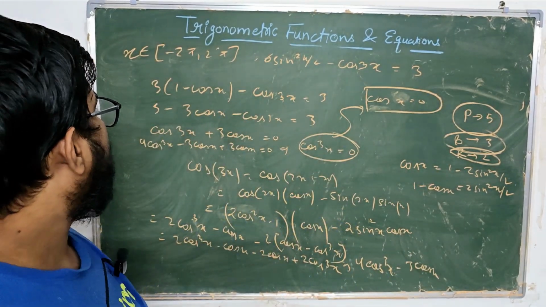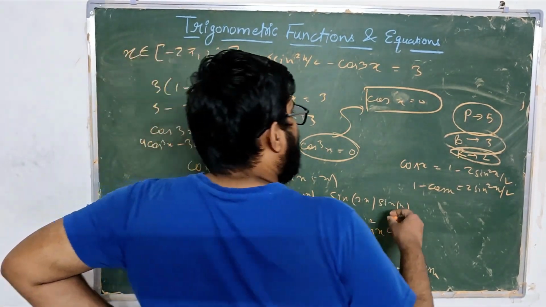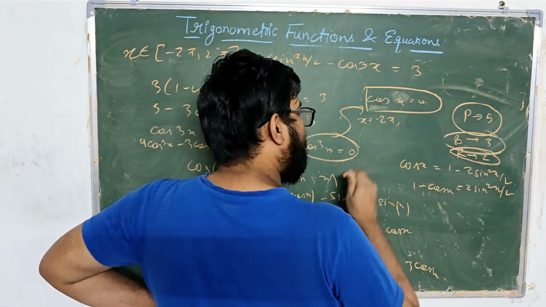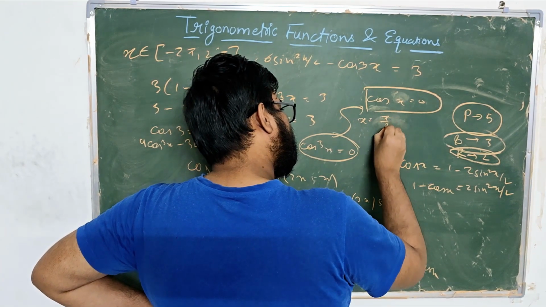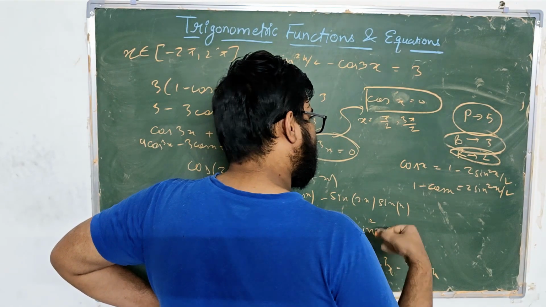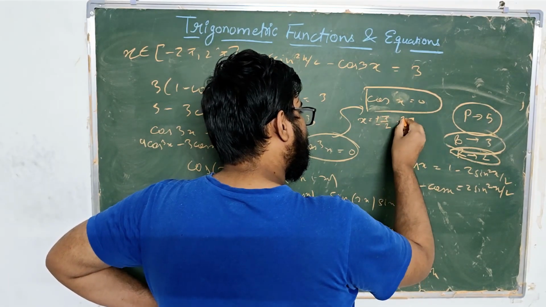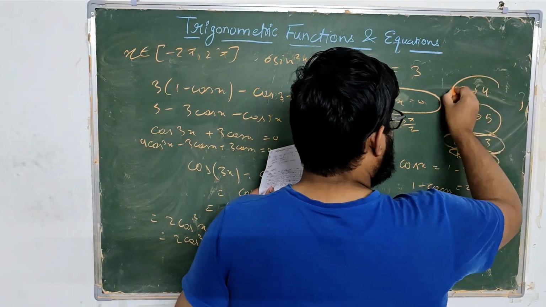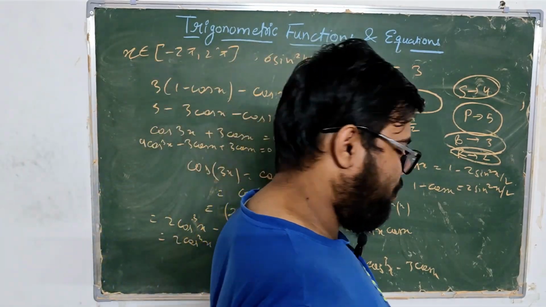Okay, now what is the domain? Domain is from negative 2 pi to 2 pi, okay? So x is equal to negative 3 pi by 2, negative pi by 2, pi by 2, 3 pi by 2. So for S we have 4 as the answer, right? So now let's erase this and let's move to the next question, question number 3.